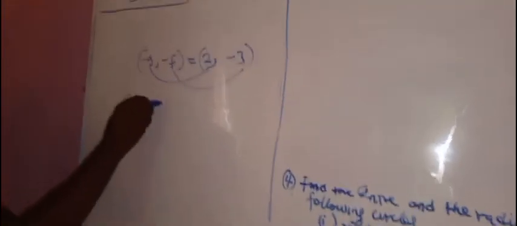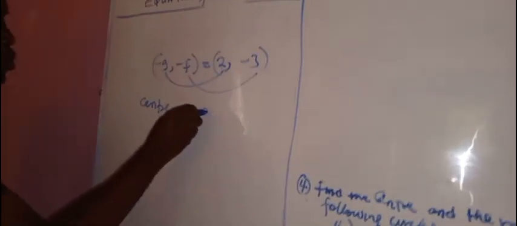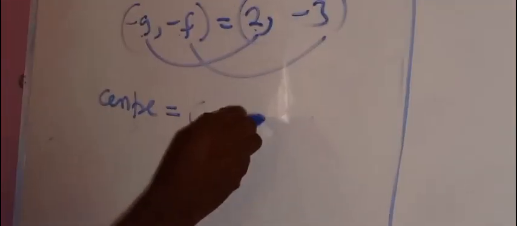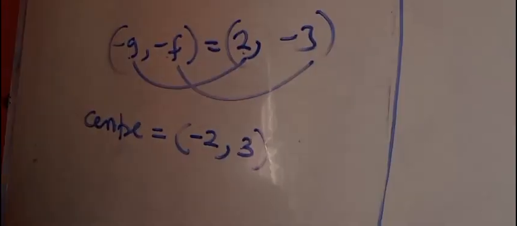The center equals minus g equals 2. That means g will be minus 2. Minus f equals minus 3. That means f will be 3, plus 3. Minus will cancel minus. That's the center.